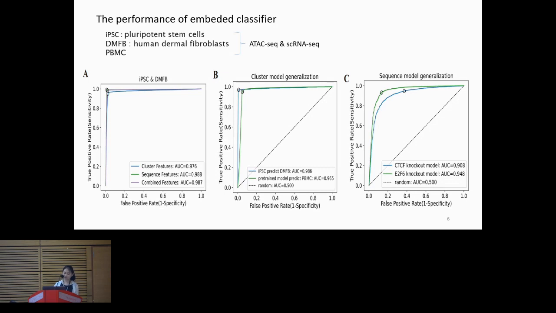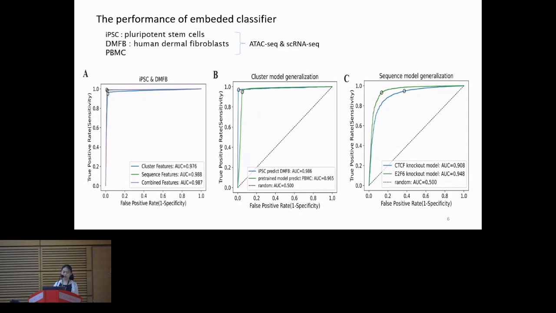So for the cluster model, we use the iPSC to predict the DMFB. And we also use the pre-trained model to predict the PBMC. We found that they all have a good performance. For the sequence model, we use the CTCF knockout model to predict the sequence, which only has the binding site of CTCF. And we also use the E2F6 knockout model to predict the sequence, which only has the E2F6 binding site. They all have a reasonable performance.